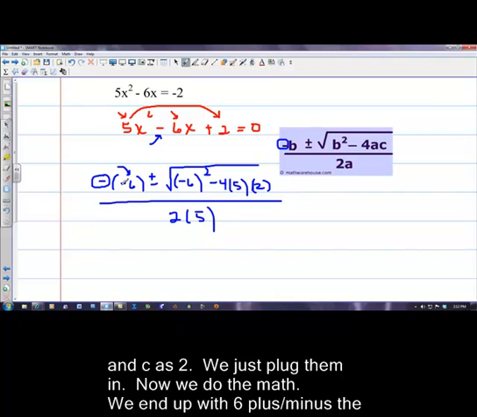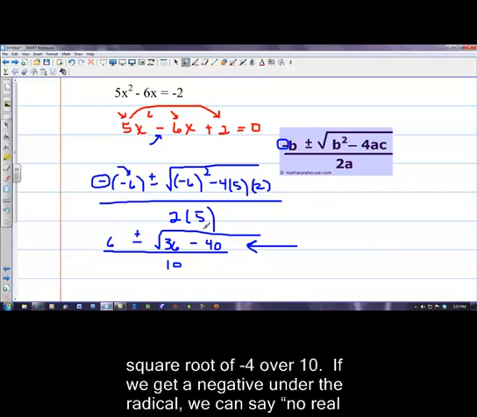We have a -6, that's going to be a +6. This one's going to be a 36, and this was going to be -20 times 2. So let's just do our math. Now, in most cases, the number under the radical is actually going to be a positive number, and you'd be able to work with that.